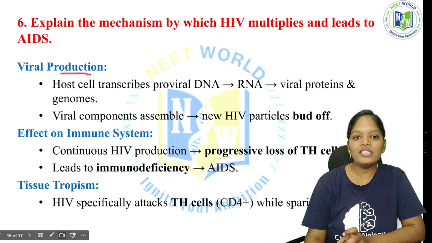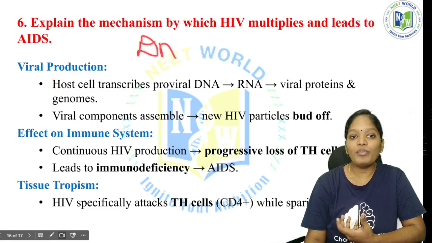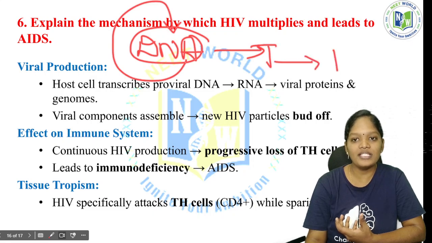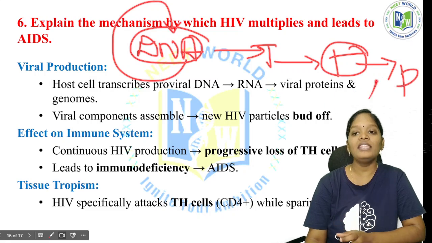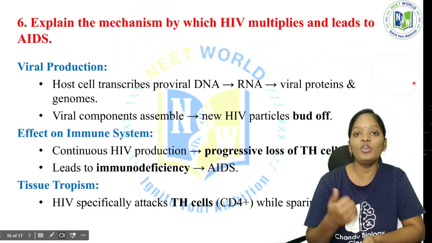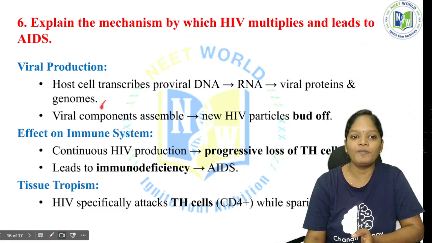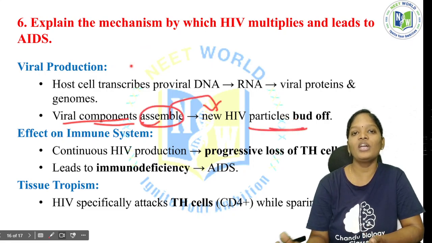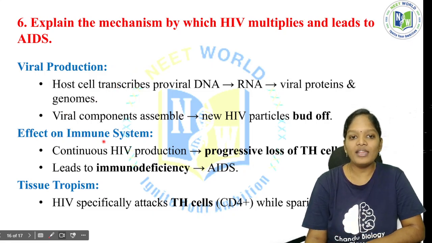Now, what will our host cell do? Our host enzymes are involved in the replication process, transcription process, and translation process, and in the translation process protein will be synthesized. The synthesized protein here will not be from the human DNA, but from the viral DNA. This is how the virus is produced. Now the viral components will be assembled, new HIV particles bud off, and together they assemble as a new virus.